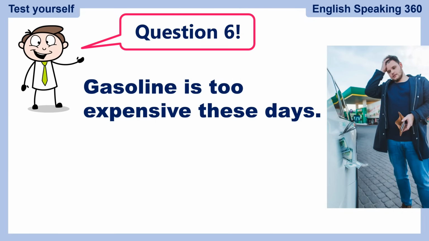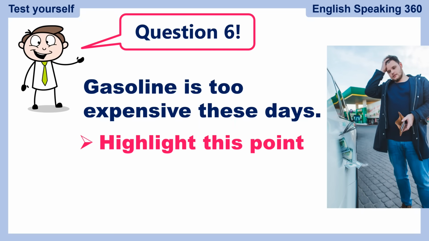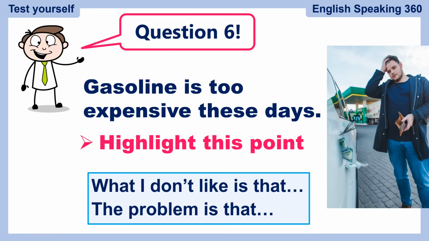Question 6. Gasoline is too expensive these days. That's a real serious problem. Now, I want you to highlight this point. And this, remember, is a negative point. Gasoline is too expensive these days. You could say, what I don't like is that gasoline is too expensive these days. Or, the problem is that gasoline is too expensive these days. 2 excellent ways to start your sentence.